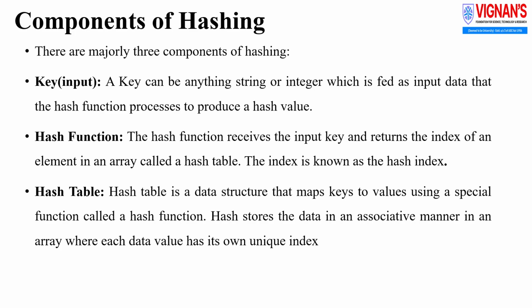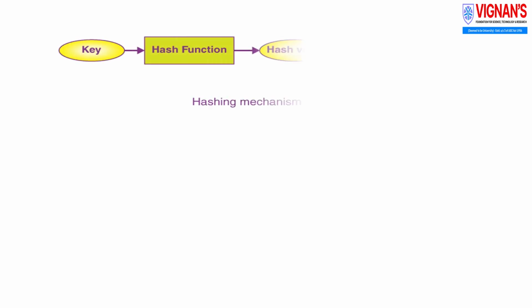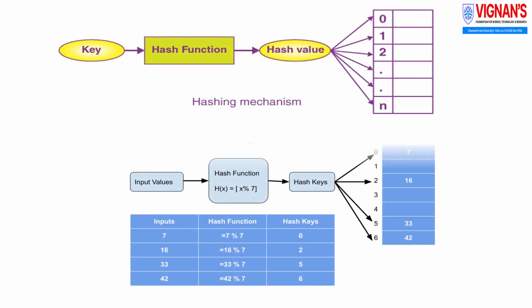The third component is the hash table. A hash table is a data structure that stores data by mapping keys to values using a hash function. It stores data in an associative manner, where each value is placed at a unique index in an array. This diagram illustrates the hashing mechanism.